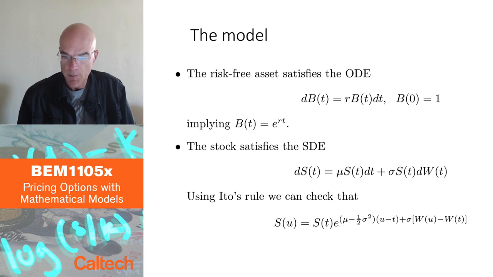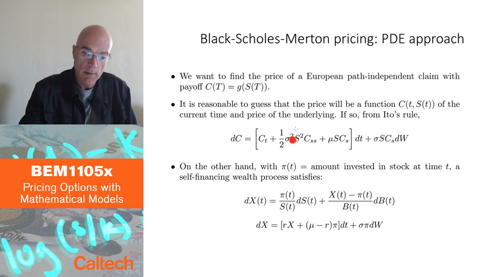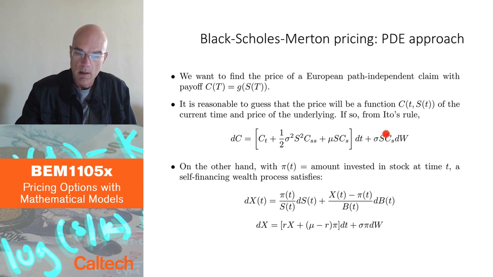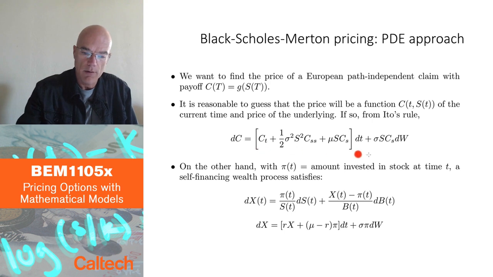Okay, so whatever is next to dW, which is sigma times S, gets squared, 1/2 second derivative, plus mu times S replaces mu, so mu times S times the first derivative, dt. And then there is also the first derivative times sigma, which is now sigma times S, dW. So this is just Ito's rule applied to the function c.